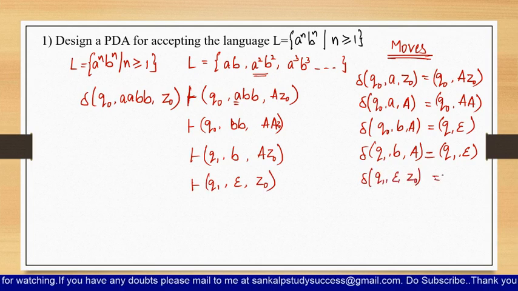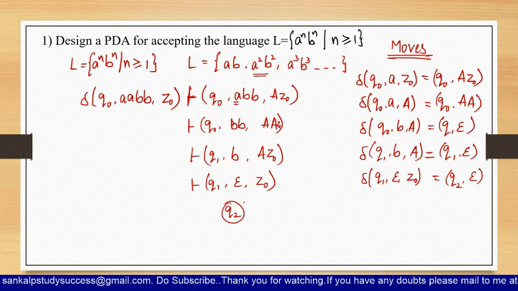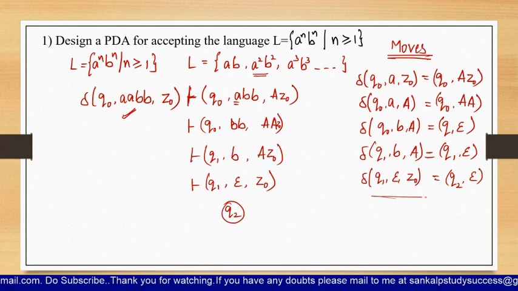Then, in order to get the final state and also an empty stack, we go to the next state Q2, so that the string is accepted by the final state and also by the empty stack. So we are going to Q2 and epsilon, so that we get the empty stack. So Q1, comma epsilon, comma Z0 will become Q2, and this is the final state here. So in the pushdown automaton, we have reached the final state and also an empty stack. So we can say that this AABB is a valid string and we got these many moves here. These are nothing but our instantaneous descriptions or our transition functions.